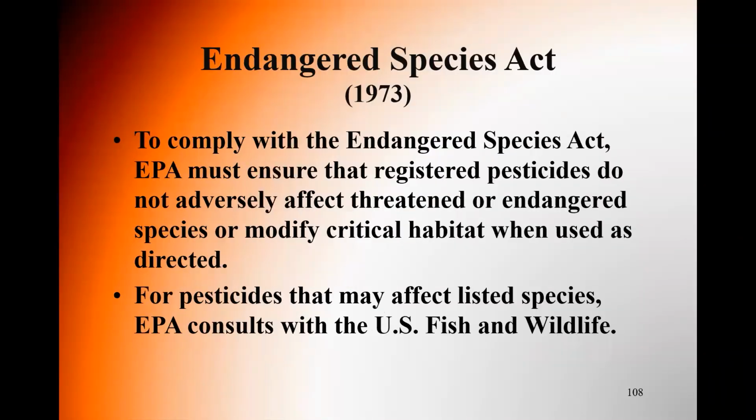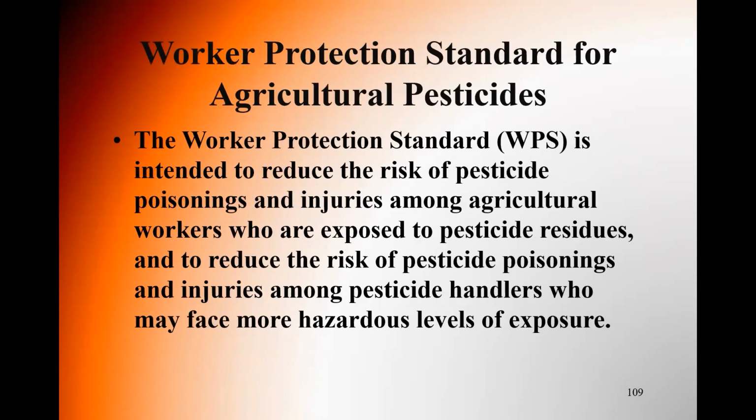Endangered Species Act. To comply with the Endangered Species Act, EPA must ensure that registered pesticides do not adversely affect, threaten, or endanger species or modify critical habitat when used as directed. So whatever part of the state you're in, if there's an endangered species, it may be listed that you have to exercise caution to use that. If you're concerned about that, you can consult with the U.S. Fish and Wildlife Services.